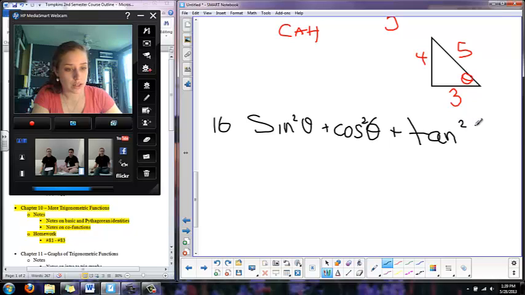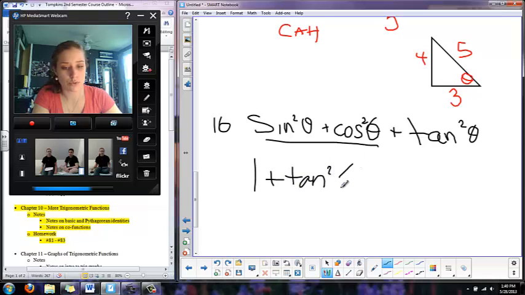So when you look at this, sine squared theta plus cosine squared theta is just equal to 1. 1 plus tangent squared theta is actually just equal to secant squared theta, which is one of your Pythagorean identities that you should have written down. Okay?